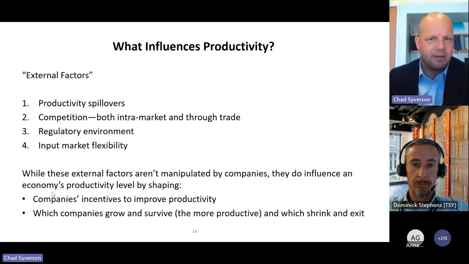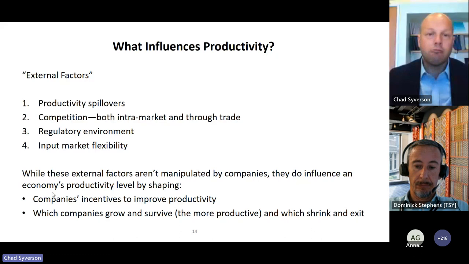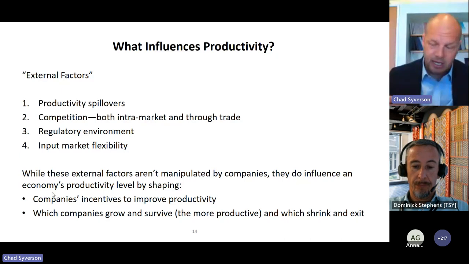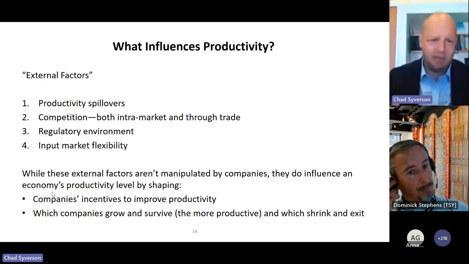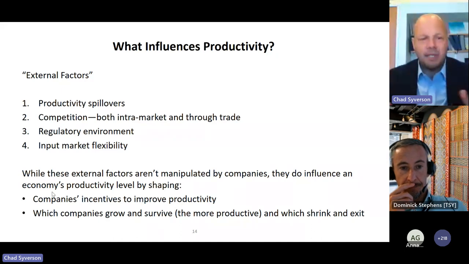Now, what about these external factors, the things that companies don't have direct control over, yet nevertheless might affect their productivity? I prefer a categorization that includes four of these external factors. One is productivity spillovers. This is where the efficiency of one company somehow flows from that company into related companies. Related companies could be competitors. It could be companies operating in different product markets, but a similar geographic market or some other mechanism. And speaking of mechanisms, there are a number of ways these spillovers can happen. They can happen by workers moving from the more productive to the less productive company. It can happen through industry associations, et cetera.